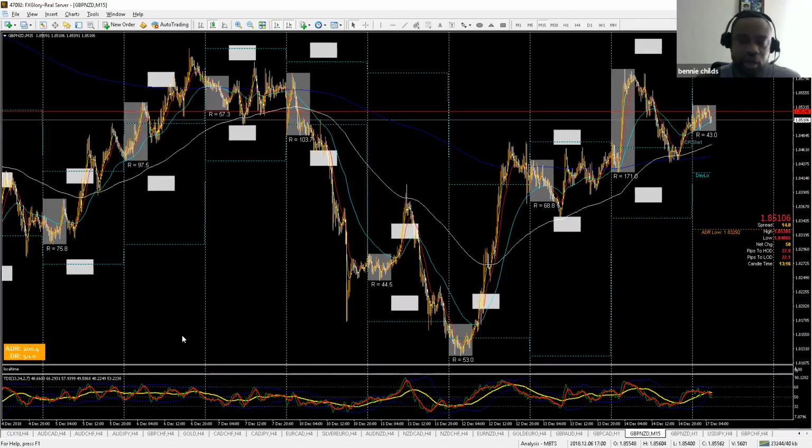So this is why I love this pair. Now this pair does jump all over the place, but it's a very trendy pair. And look at the ADR. The average daily range is 200 pips. 200 pips in 1 day on average. On this day, it's already moved 50 pips.